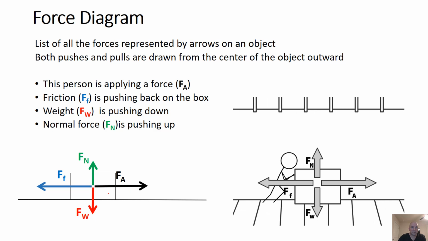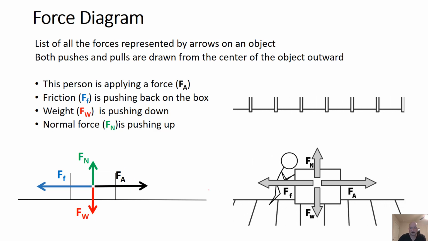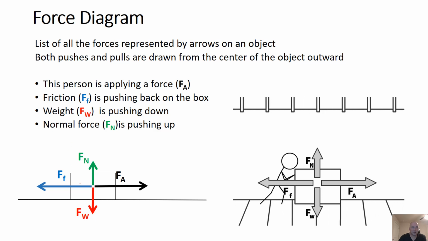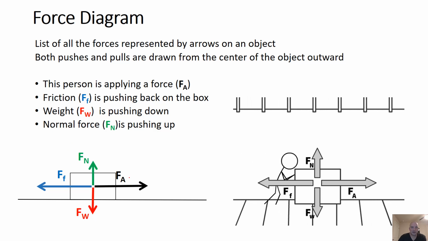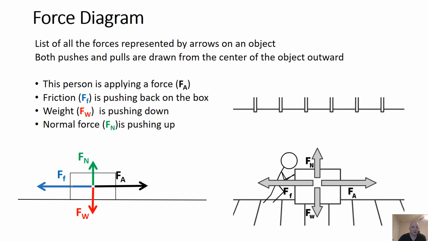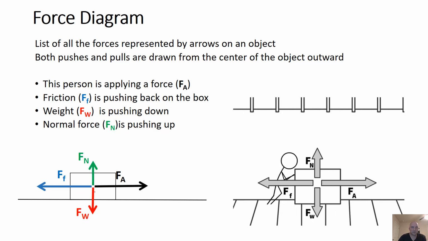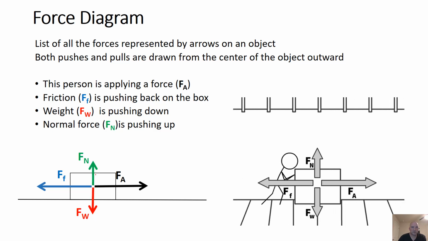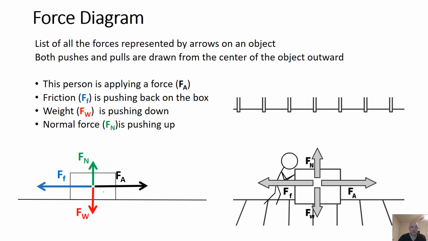So just some forces that you'll often see. Force applied is just a common way of saying push or pull that someone's doing. Force friction is going to be a force that opposes any sort of motion. We'll learn about that in a different unit. Weight is the object pushing down, because the Earth is pulling the object down, so that would be weight. And then normal force is the force of the ground actually pushing back up.